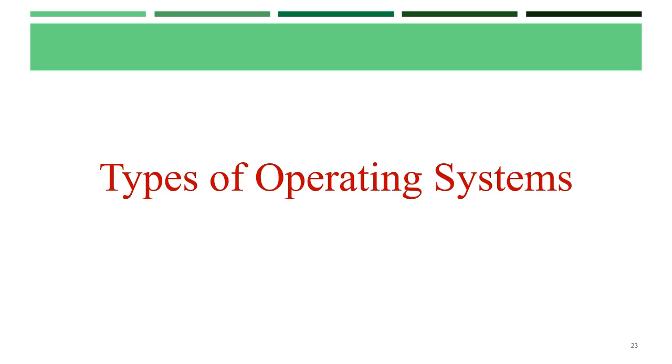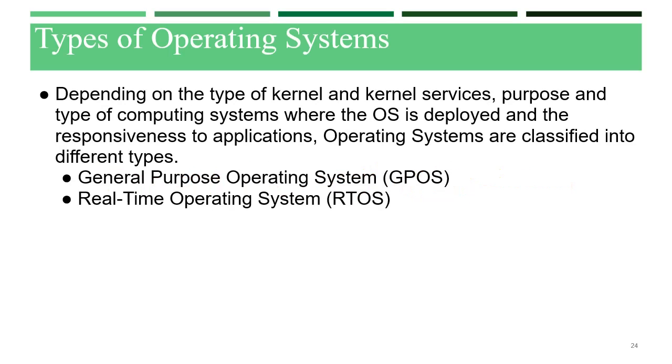So next we have types of operating systems. Depending on the type of kernel and kernel services, the purpose and type of computing system where the OS is deployed, and the responsiveness to applications, operating systems are classified into different types like general purpose operating system and real time operating system.